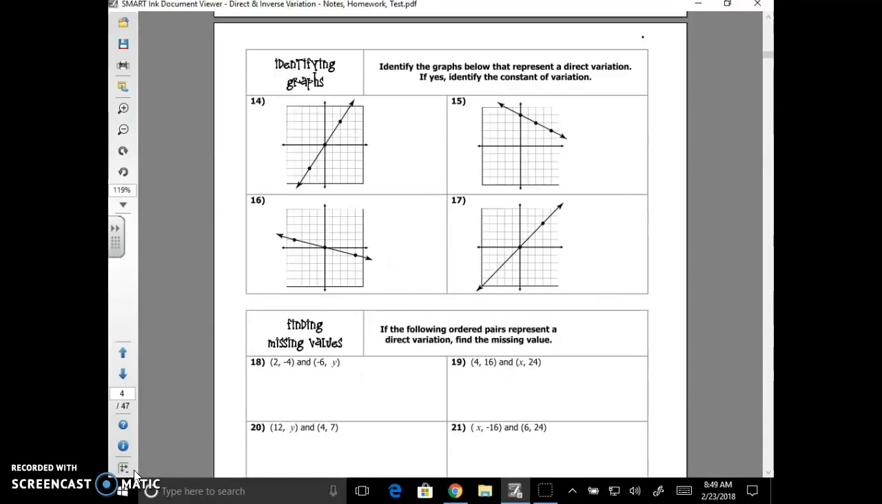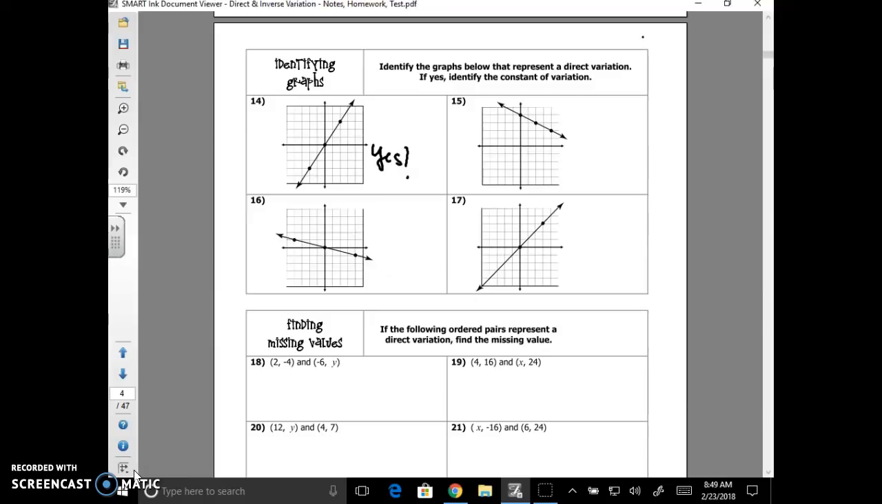So we've looked at ordered pairs, we've looked at tables, we've looked at equations, and now we're going to look at a graph. Remember, direct variation goes directly through the origin. So it's going through the origin right here. So yes, this is a direct variation. Okay, and let's see, did they ask you to find k?